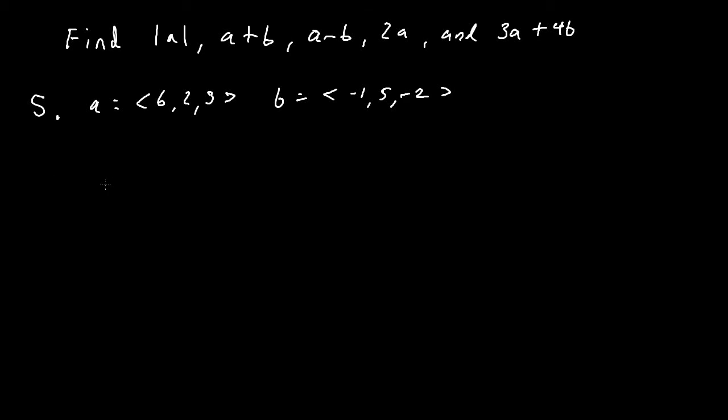Now in order to find 2A, once again we're going to take A and just multiply it by 2. So 2A is going to give us 6 times 2, 12, 2 times 2, 4, and 3 times 2, 6.